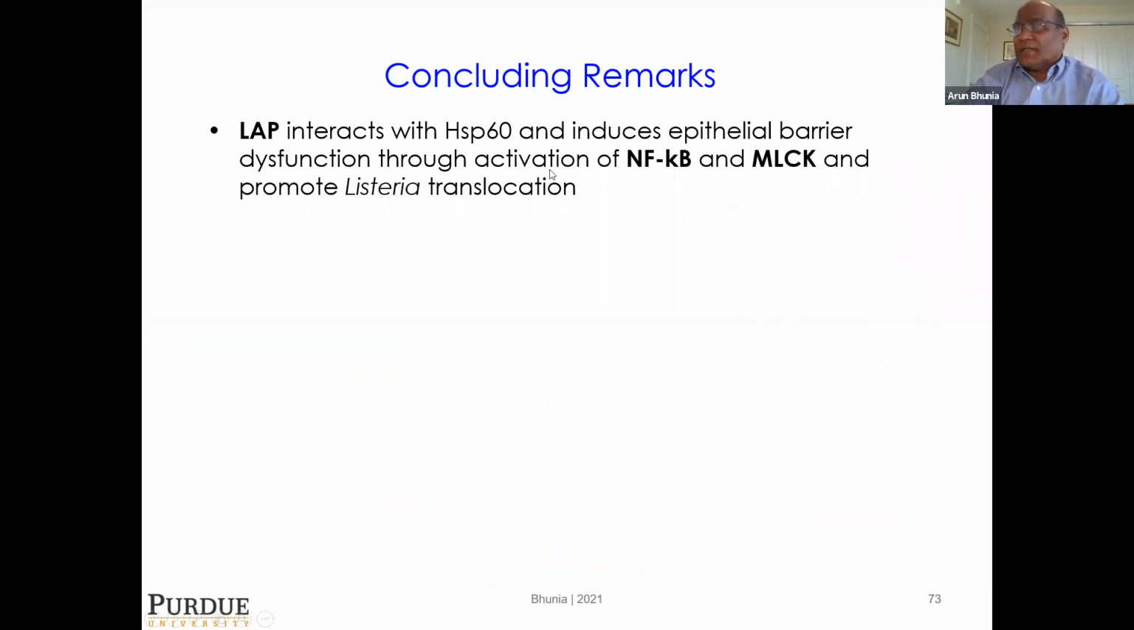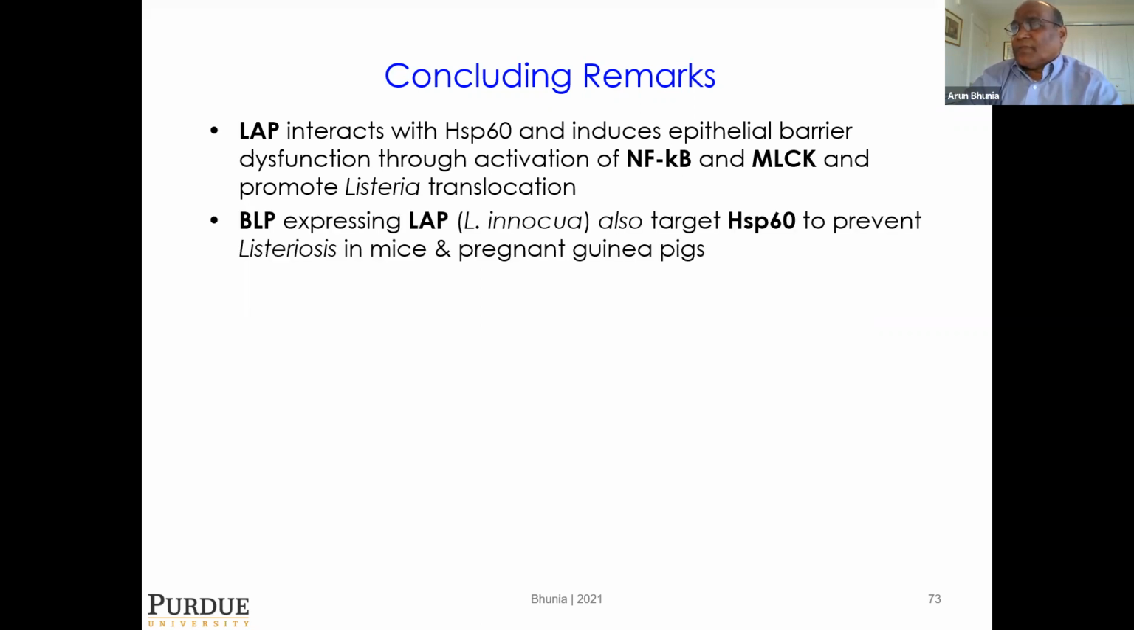The disruption is actually mediated by the NF-kappa B and MLCK pathway. The involvement of the MLCK pathway for Listeria hasn't been reported before. So that's something we feel we contributed towards the science of understanding how the LAP-mediated pathway activates MLCK. BLP expressing LAP, especially from Listeria innocua, targets HSP60.